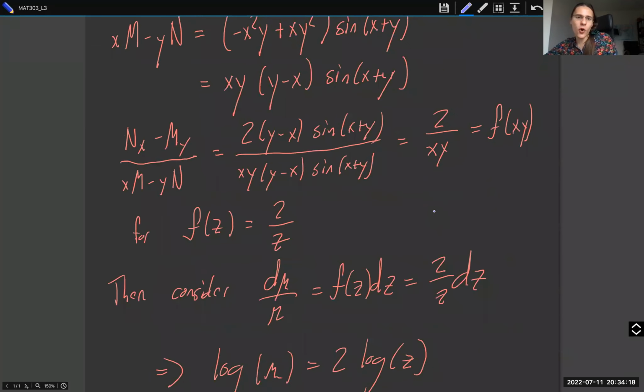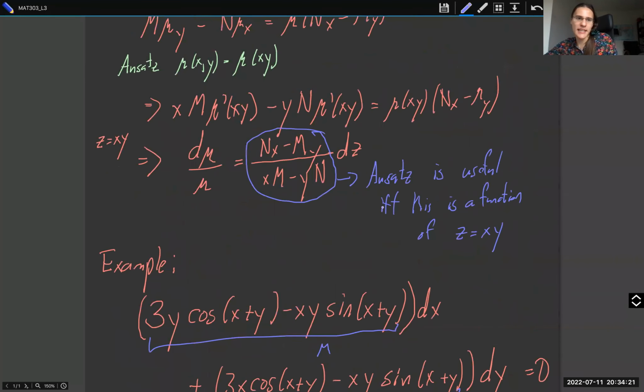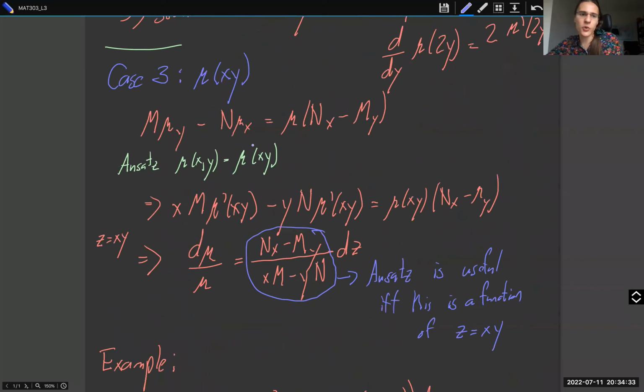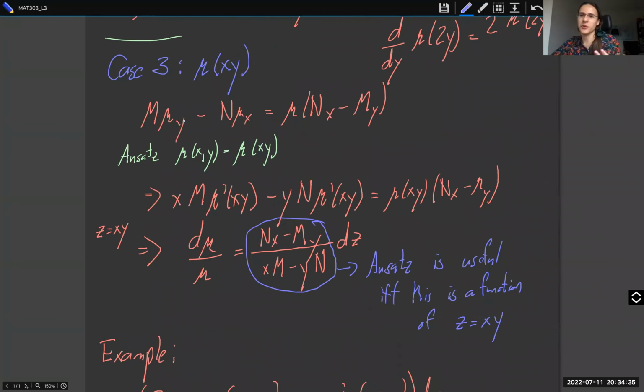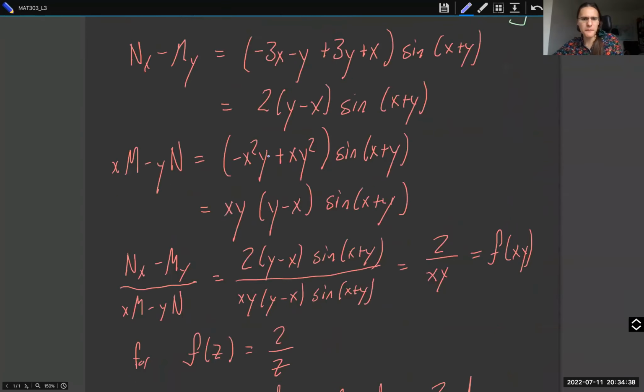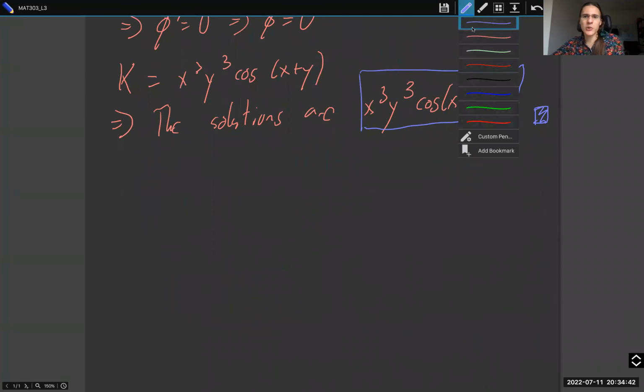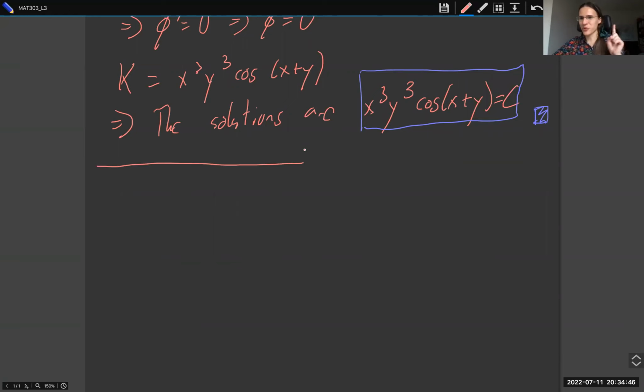And so on the homework, I'm going to get you to consider the case where mu is a function of x divided by y. But I'm not actually going to have that come up on exams. So it's just going to be one problem for working it out and then also trying it on an example. So I did it 3 times, you're going to do it a 4th time here. Okay, and so that actually ends the section on first order equations.